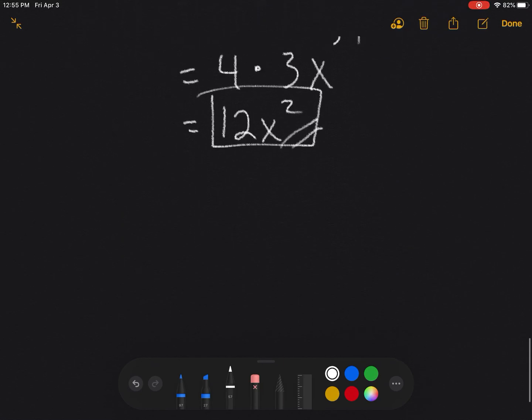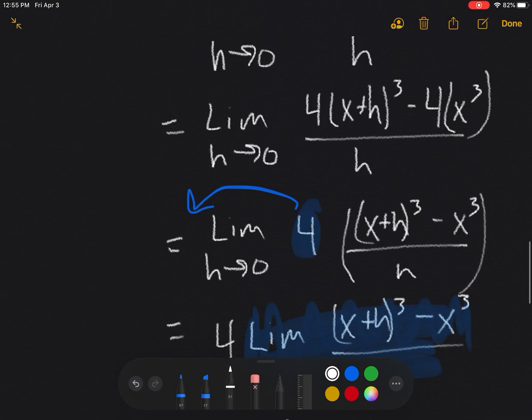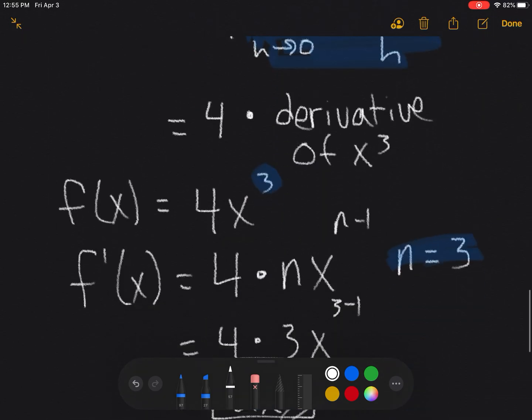I'm going to do one more example of that kind. I forgot what example we're up to. Is this example 4? Yeah, it's example 4.